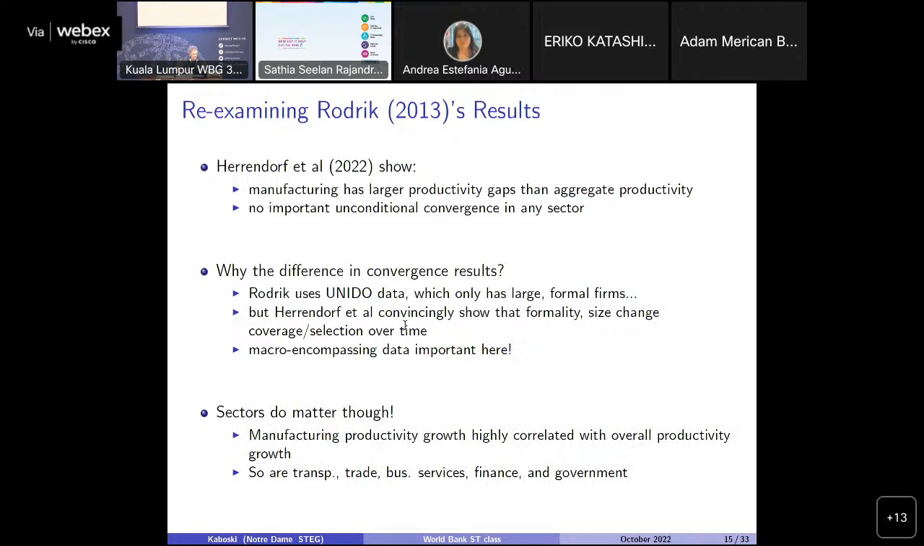Ultimately, sectors do matter, not in the way that the Rodrik paper argues. The Herrendorf et al. paper is something very different. They're going to show that manufacturing productivity growth is going to be highly correlated with overall productivity growth. So it's true that when manufacturing grows, the economy overall grows. But it's not unique to only manufacturing. It's also true about transportation, trade, business services, finance, and government. Those are all highly correlated with the overall growth of the economy.